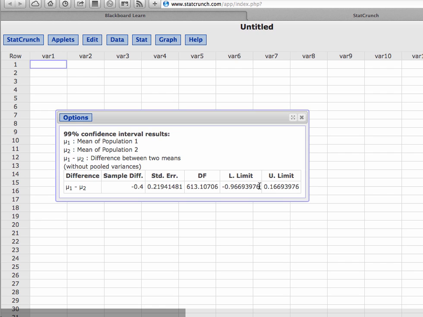If this interval were to be completely positive, right, from a positive number in the lower limit to positive in the upper limit, then 0 would not be contained, which would suggest that there is a difference. But since 0 is contained in this interval, this is evidence to warrant that we are going to not reject, or fail to reject, the null hypothesis.